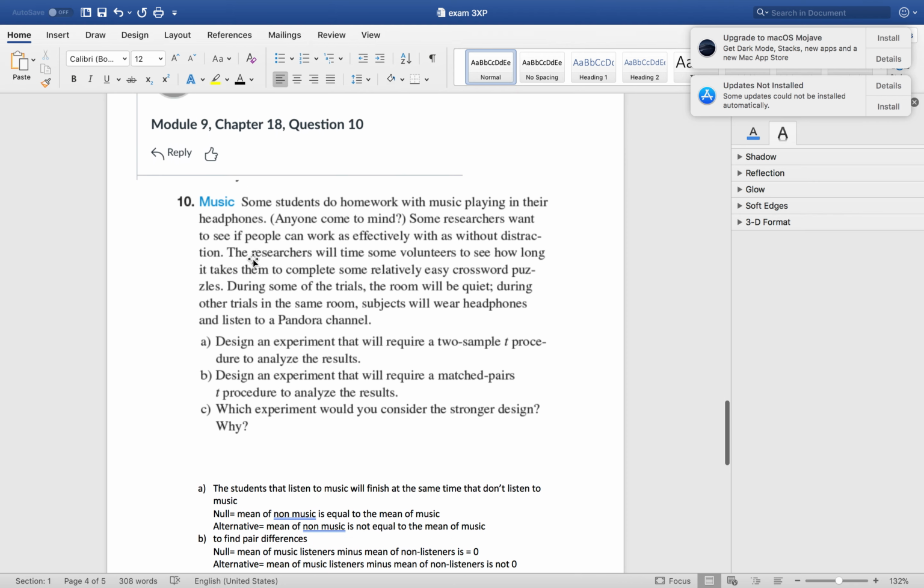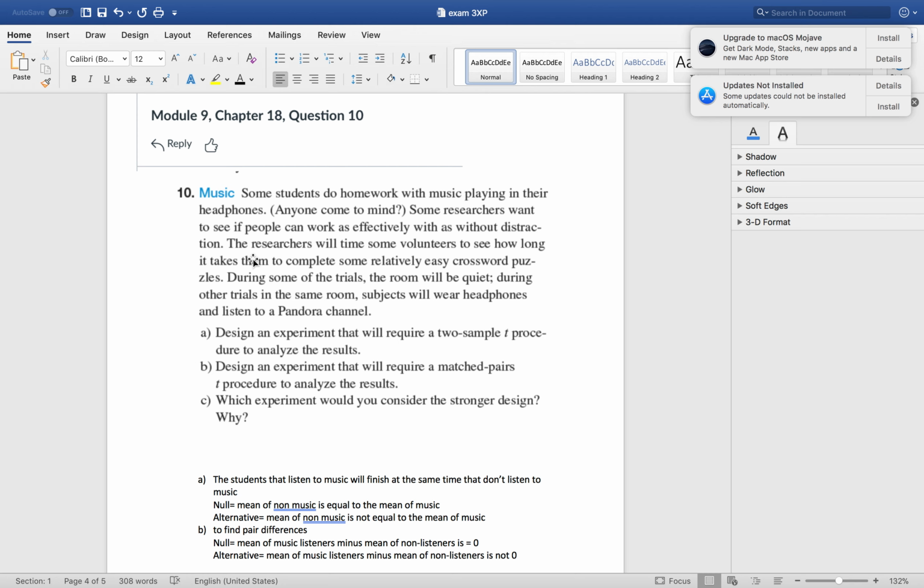When you want a 2-sample, you want to use an equal sign, because then it equals that, or it doesn't, meaning it'll equal anything else. So what I said, the students that listen to music will finish at the same time as those that don't listen to music. So the null is the mean of the non-music listeners is equal to the mean of the music listeners. The alternative then would be the mean of the non-music listeners is not equal to the mean of the music listeners.